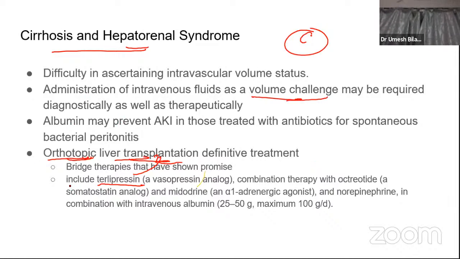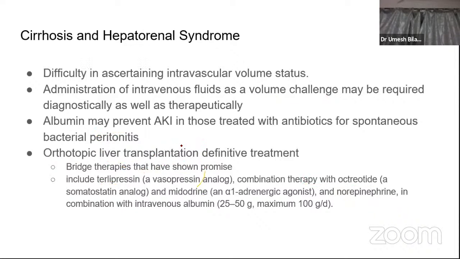The cocktail is vasopressin, then octreotide, midodrine. This cocktail can be given as a bridge for liver transplantation. So the hepatorenal syndrome treatment is just temporary, and more often they will have spontaneous bacterial peritonitis. This is a cirrhotic with hepatorenal syndrome.